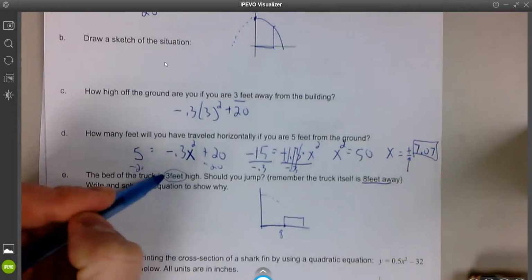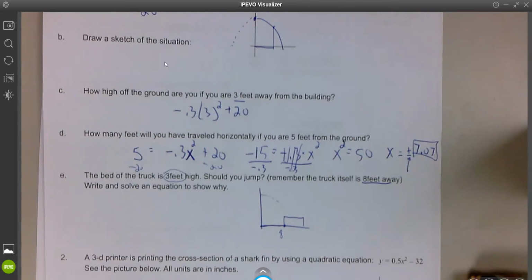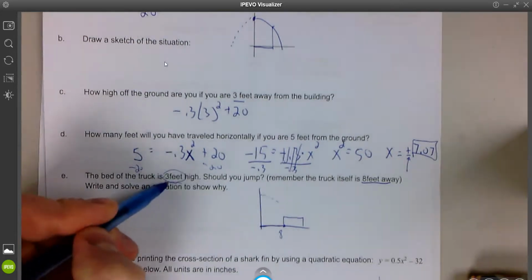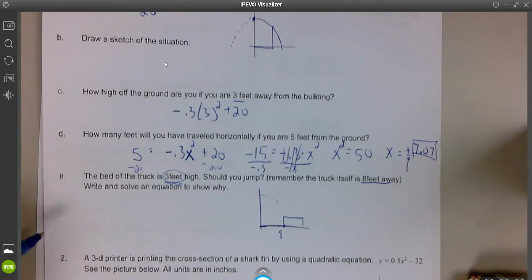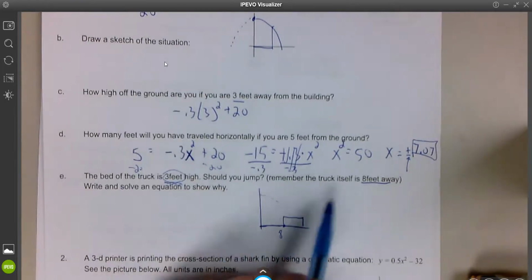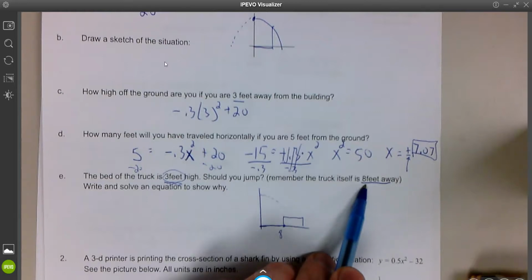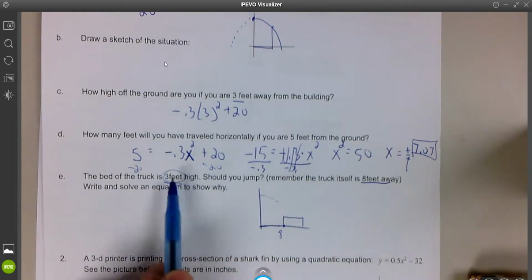If I'm above 3 feet, awesome, I'm going to land in the truck. If I'm less than 3 feet, I'm not going to make it in the truck and we're in trouble, zombie apocalypse. So you need to set your height equal to 3 feet high. We are 3 feet high.